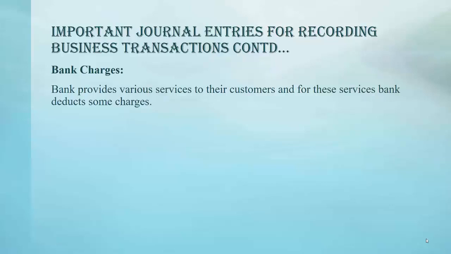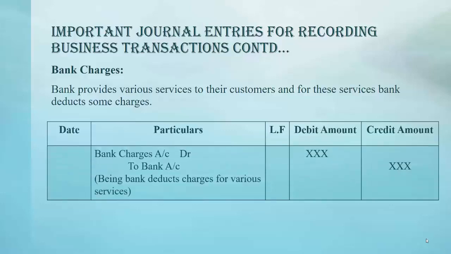So the journal entry for this transaction is bank charges account debit to bank account. Bank charges is an expense, so this account will be debited, and bank is applying the charges, so bank account will be credited. And after that, we have to put the narration, that is, being bank deducts charges for various services.